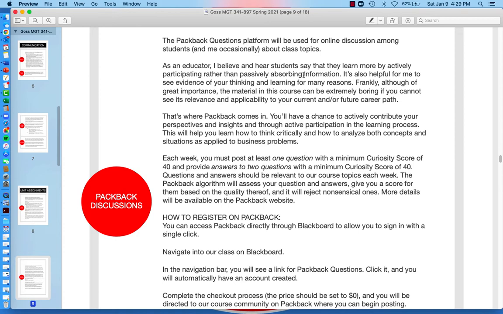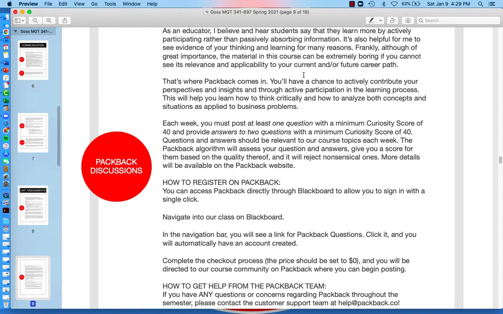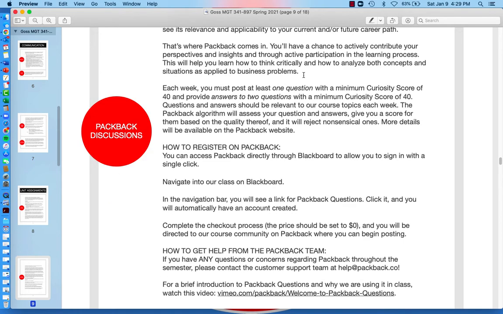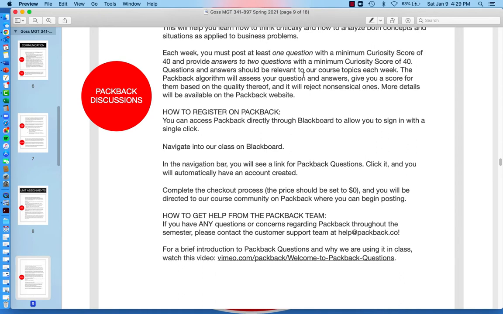Register through Blackboard. It will allow you to sign in. I believe your fees have already paid for that with your tuition and books and things like that. Go ahead and use these directions to get registered on Blackboard and you'll be set up. If you need help on that, contact their team. You see the contact information at the bottom.